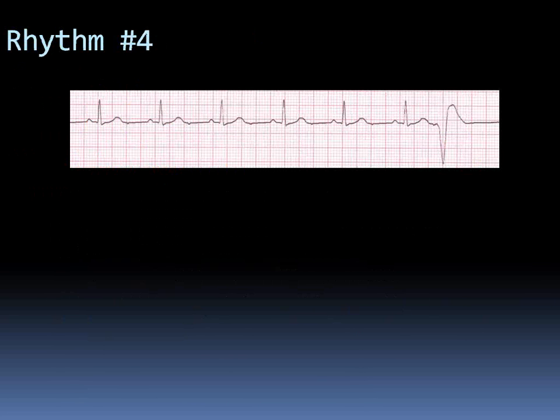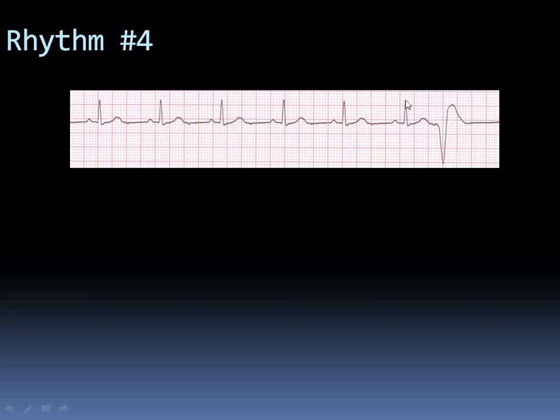All right. What do you guys think is going on in this rhythm strip? I would say that's another PAC there. So this looks more like a PVC, right? It looks like a premature ventricular contraction. And the reason is, see how wide this QRS is? See how wide it is? Okay? And it's a completely different axis.